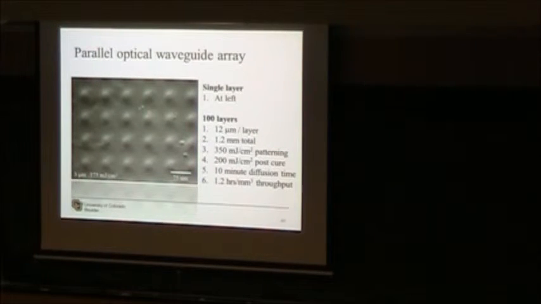And so, showing that we can write single layers and a couple layers, can we actually make a device? That is the next question. As Bob mentioned, when I first signed up with the group, I was tasked to create a parallel optical waveguide array. So I figured that would be a good device to test to see if this could indeed fabricate photonic devices. On the left here is just a DIC image of a single layer. We built 100 layers of this particular pattern, each measuring 12 microns, for a total of 1.2 millimeters thick, with those particular writing parameters, with a throughput of 1.2 hours per millimeter cubed, which is obviously much faster than the 13 years.